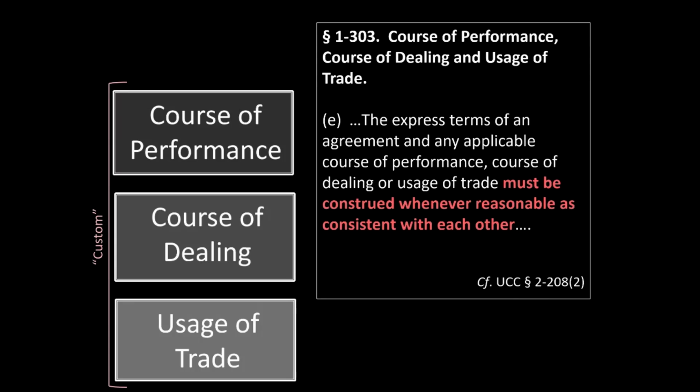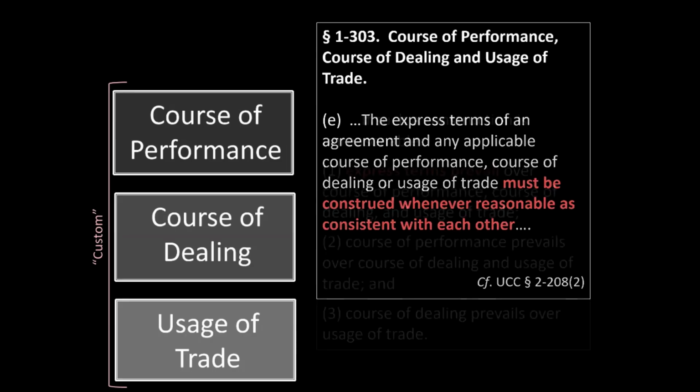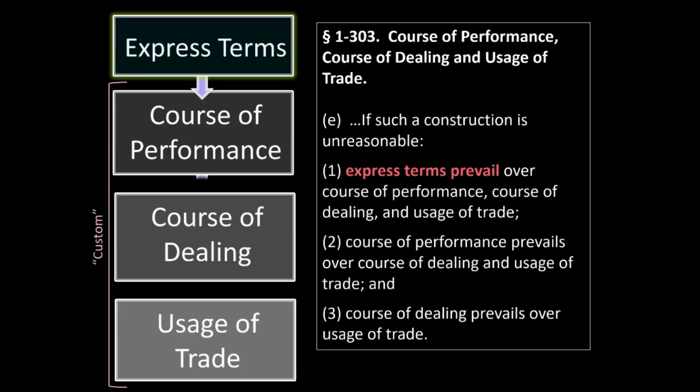But if there is no reasonable way to interpret the express terms of the parties' agreement consistently with applicable custom, if, for example, the parties' prior course of dealings simply conflicts with the express terms of the parties' agreement, then subsection E goes on to provide us a hierarchy or a rule of priority. Specifically, it says that if a consistent construction is unreasonable, then the express terms of the parties' agreement prevail over course of performance, course of dealing, and usage of trade, and course of performance prevails over course of dealings and usage of trade, and course of dealings prevails over usage of trade. Note you'll find a nearly identical version of this rule in Article 2, Section 208.